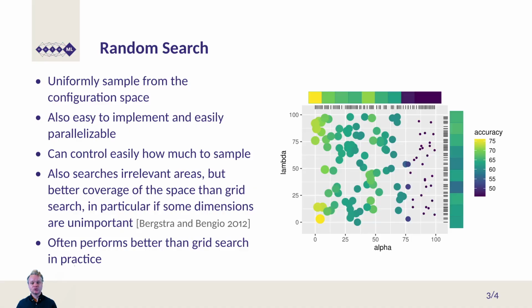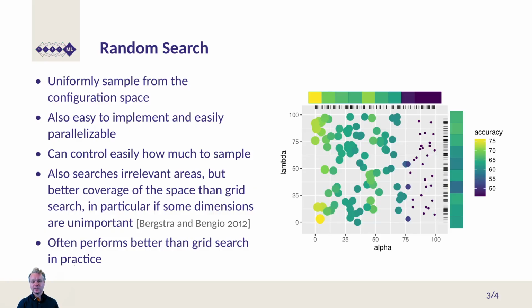Random search also tends to search irrelevant areas, but it usually gives us better coverage of the entire configuration space than grid search, in particular if some dimensions are unimportant, and in particular if we have discretized quite coarsely, which we might want to do to save resources for a grid search. In practice, it often performs better than grid search.